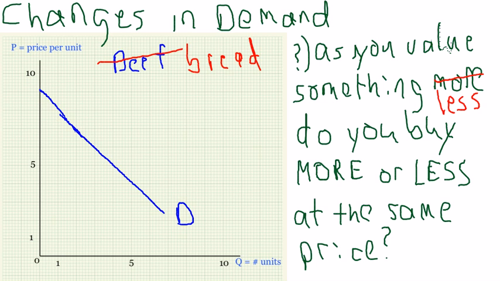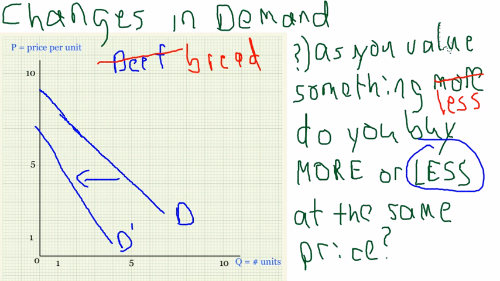So our question now is, as you value something less, do you buy more or less of it at the same price? And of course we know the answer is less, but what we want to do is talk about how a lower value translates into a change in a demand curve. And the new demand curve, if we value something less, is something like this. We shift the demand curve to the left. Because remember, quantity is on the x-axis, so we go to the left on that axis, we're going towards a lower quantity.